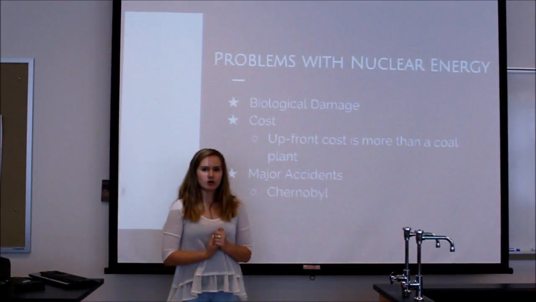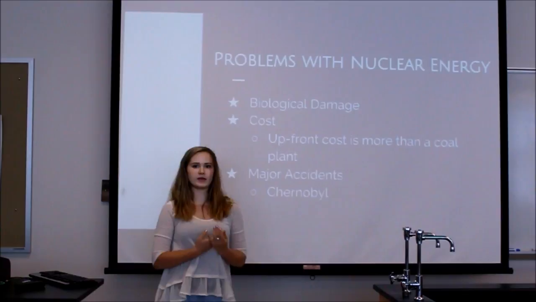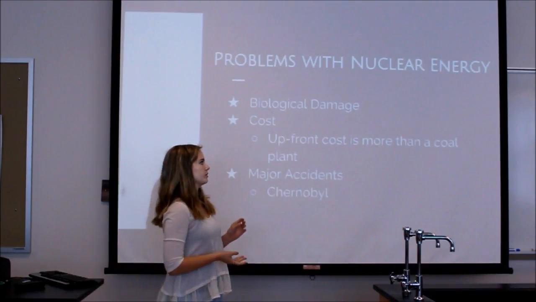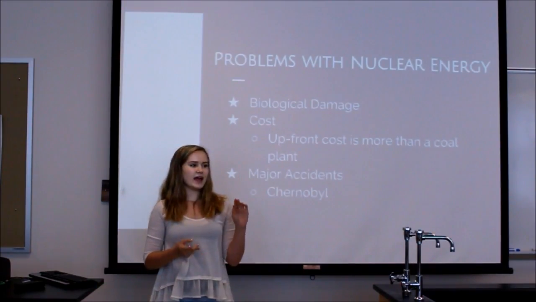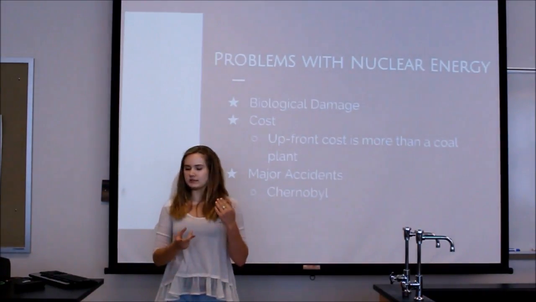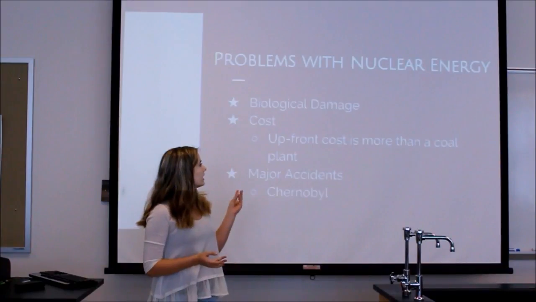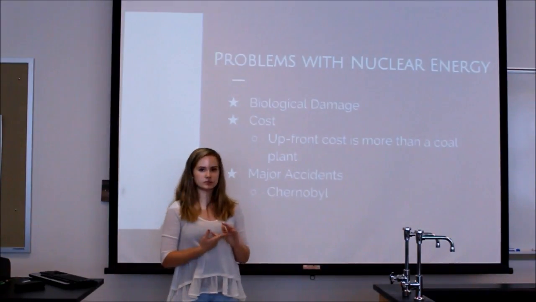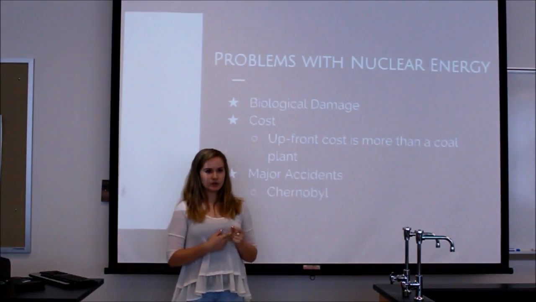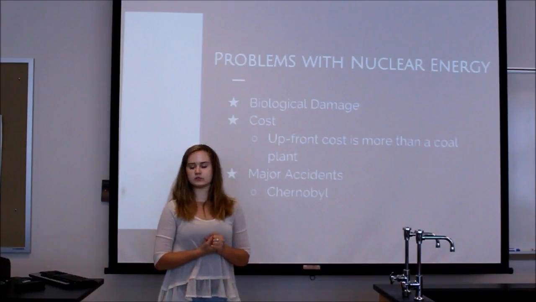So the upfront cost of building a nuclear power plant is a whole lot more than if you were building a coal plant. But after the plant's built, it's a whole lot less than using other fossil fuels. As of right now, the upfront cost to build these nuclear power plants is $9 billion, and I'm sure that's gone up because that was in 2008.